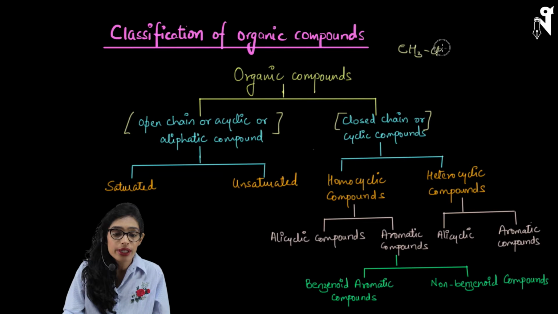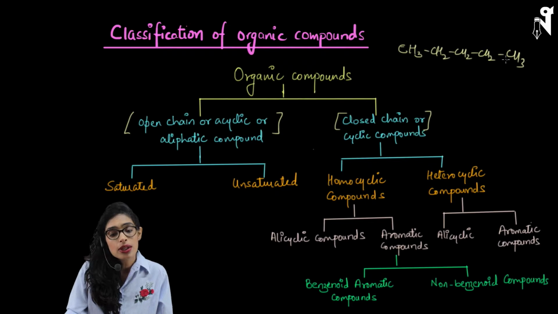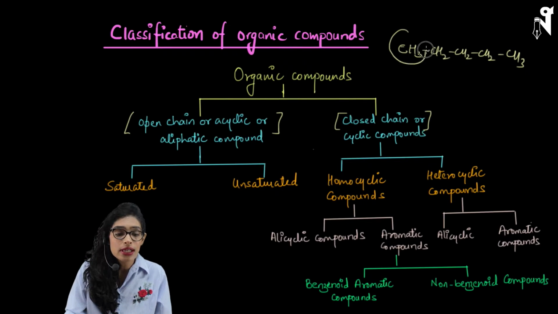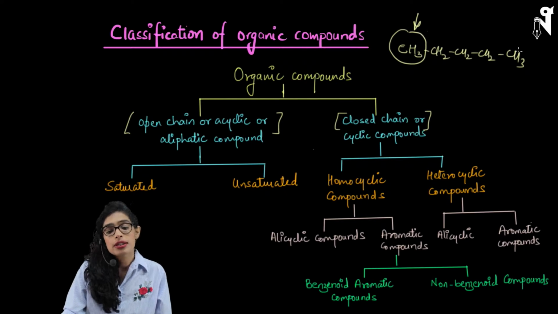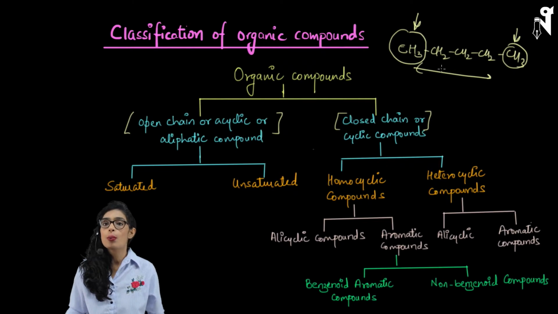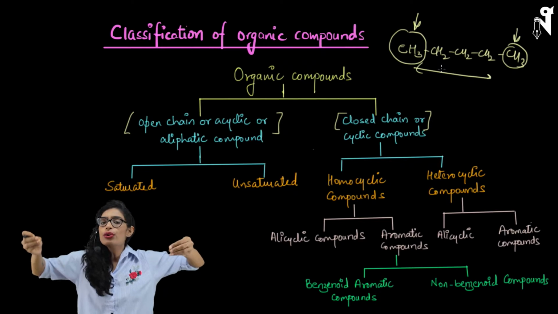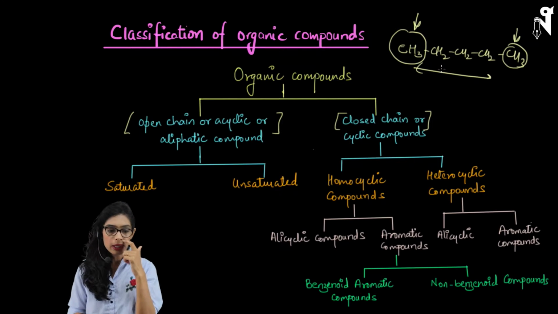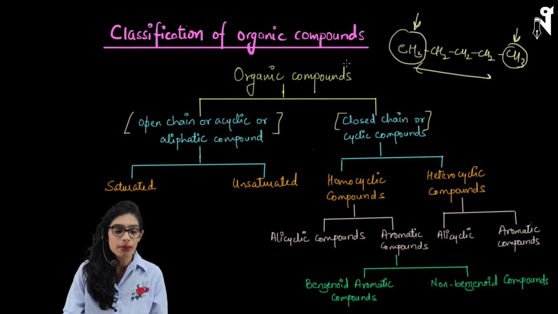Now when I'm talking about the starting end and the terminating end, if I look at a compound like this: CH3, CH2, CH2, CH2, CH3. So it has two ends. Assume this is the starting end, this is going to be the terminating end. So these kinds of chains are called open chains, which are like chains. All of you know what chains are, which have two ends. Okay, so open chain compounds are also called acyclic compounds.